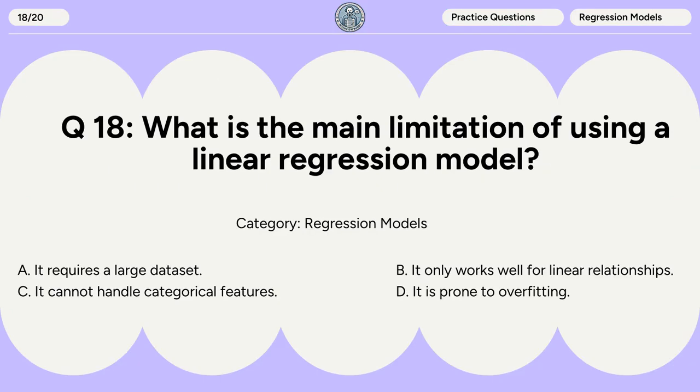Question 18. What is the main limitation of using a linear regression model? A. It requires a large dataset. B. It only works well for linear relationships. C. It cannot handle categorical features. D. It is prone to overfitting.